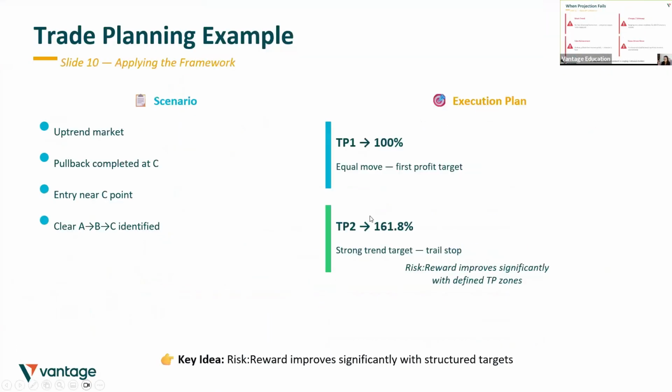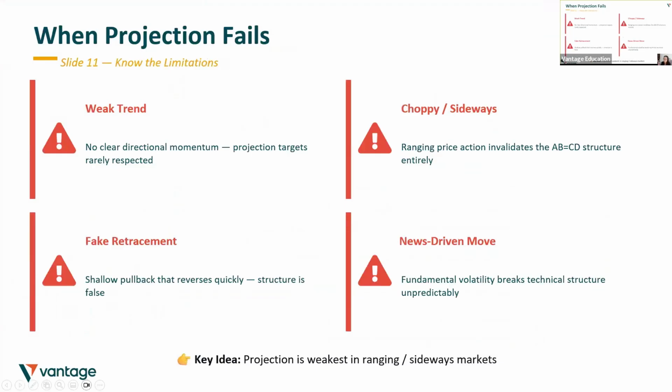Okay, continue. So when projection fails, slide 11: know the limitation, weak trend. You cannot use the projection in a sideways market, okay? Which is right now in H4, there's a sideways, so we're not going to use it, because if we look at the bigger picture, we have A, B, C, and they're going to complete the D leg, okay? Fake retracement: a shallow pullback that reverses quickly, structure is false.